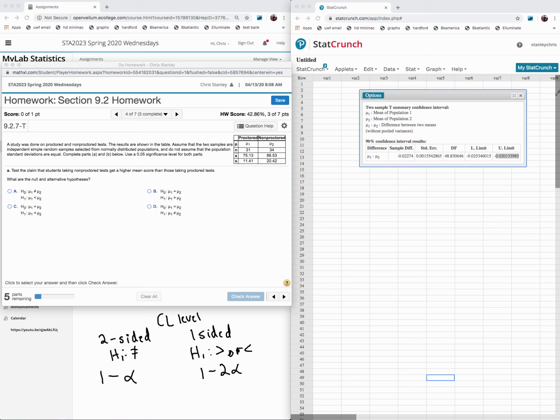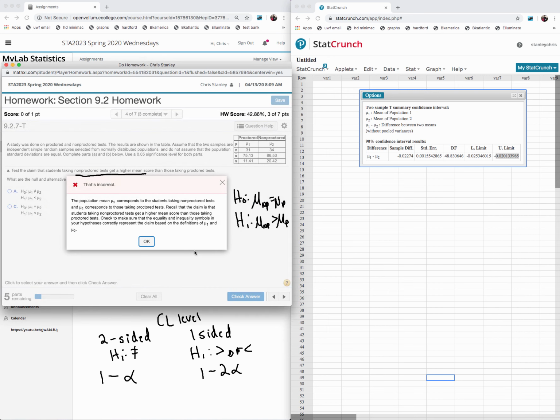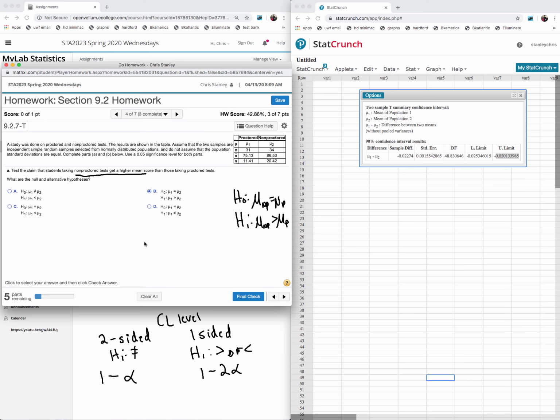Okay, proctored versus not proctored. Test the claim that students taking a non-proctored test have a higher average. So your H1 is that the average for the non-proctor is higher than the average from the proctored. And then this would be that they're the same. Based off this data, can we say that we think it's true for everybody? Okay, so that's going to be that one.